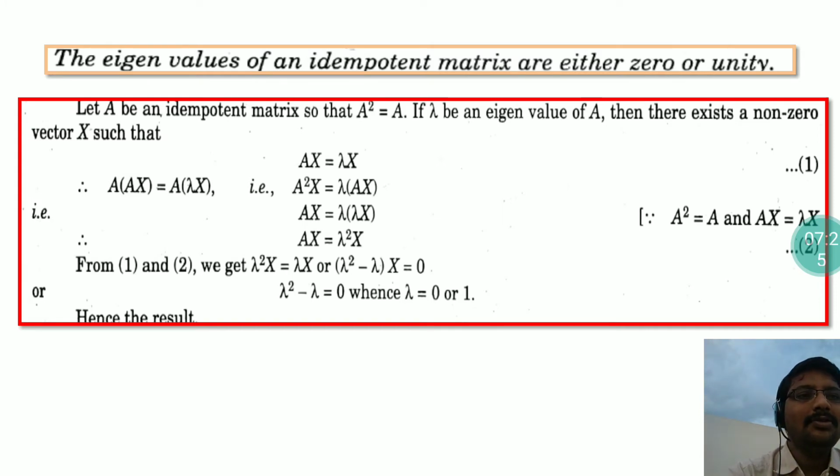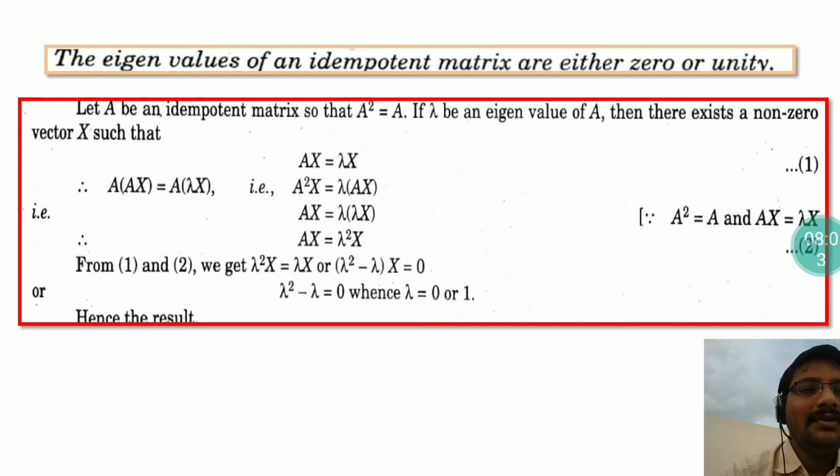That is, lambda may be 0 or lambda may be 1. Since lambda is the eigenvalue of A, by the definition of eigenvector, there exists a non-zero vector x such that Ax equal to lambda x. Multiplying both sides with A, we will have A square x equal to lambda into Ax. But what is Ax? Ax is nothing but lambda x. Replacing Ax by lambda x, we will have A square x equal to lambda square x.